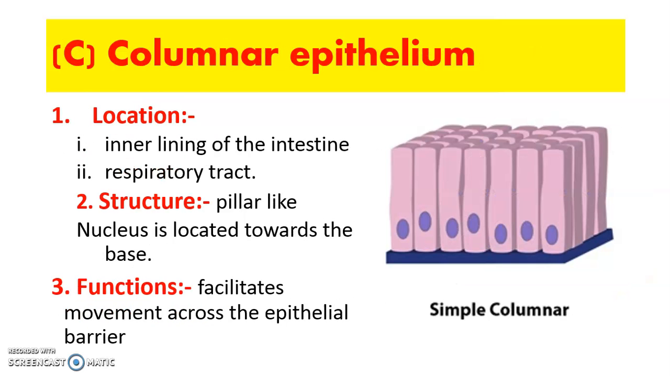Third, we have got columnar epithelium. Let's see their location. They are located on the inner lining of the intestine and respiratory tract. Their structure, they are pillar-like. Nucleus is located towards the base. Their main function, they facilitate movement across the epithelial barrier. Here we can see the diagram of simple columnar epithelium, which is made up of long cells.